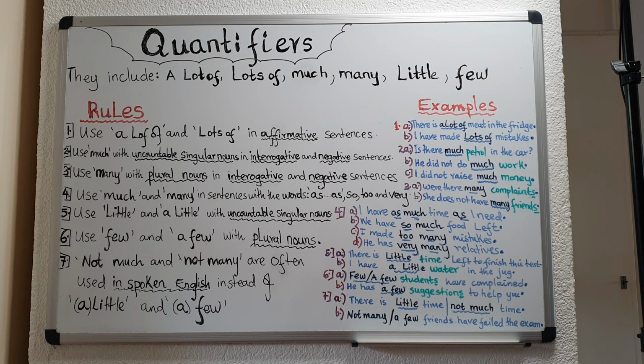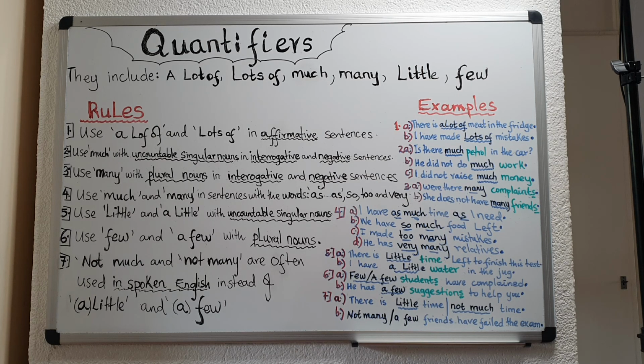As I come to the end of this lesson, let me just explain a few of the key words. Affirmative sentence. An affirmative sentence is a sentence where you confirm something. You agree with it. An uncountable noun is a noun that does not change in the singular or in the plural. Like, for example, petrol, work, money, time, water. Okay? Those are uncountable nouns.